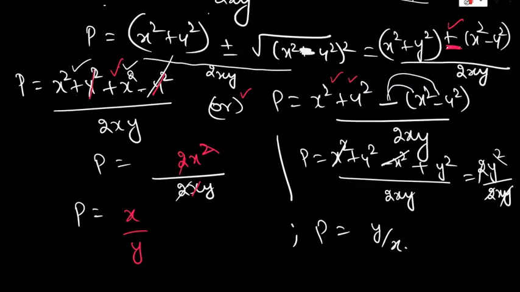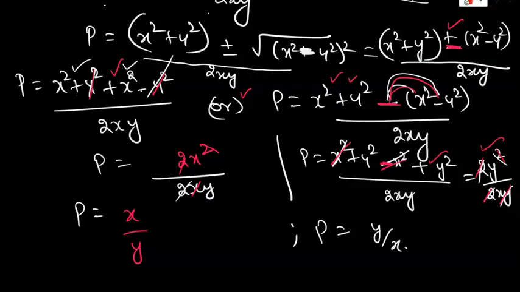So x square plus y square minus of x square minus y square. If this goes inside, this is negative. Again this minus into this minus will become plus, and then this x square will get cancelled. y square plus y square will become 2y square. 2 and 2 will get cancelled, and then 1 y will get cancelled. We will get y by x.